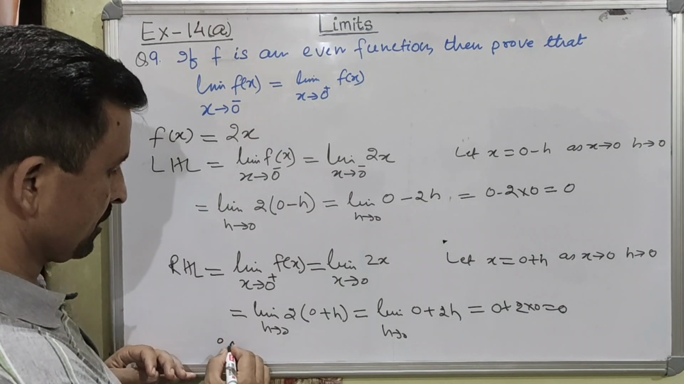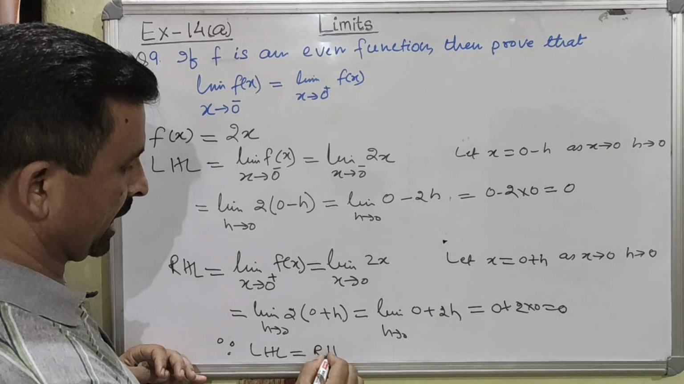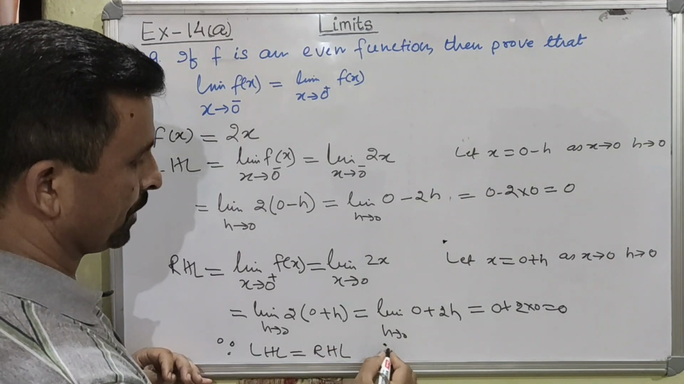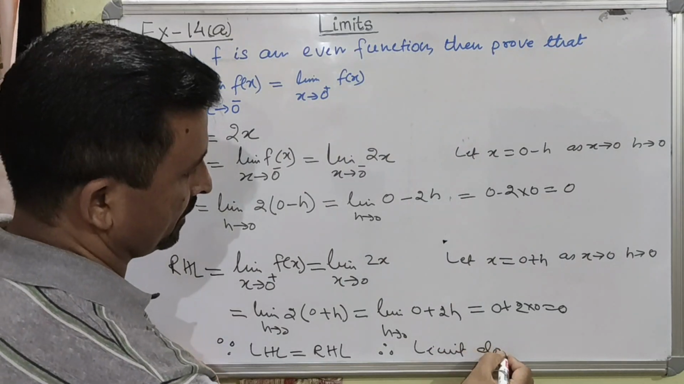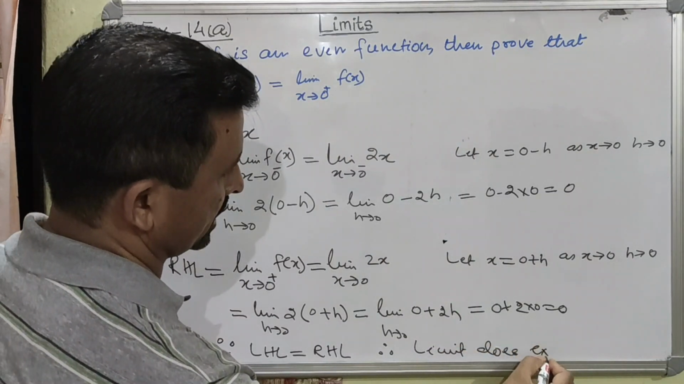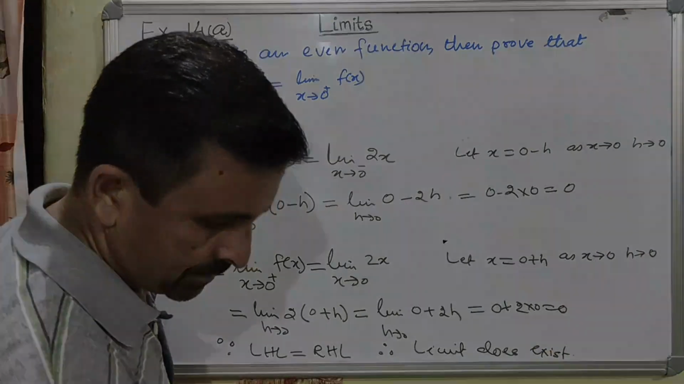Therefore we can say, since the left hand limit is equal to the right hand limit, the limit does exist. Is it very clear? Thank you.